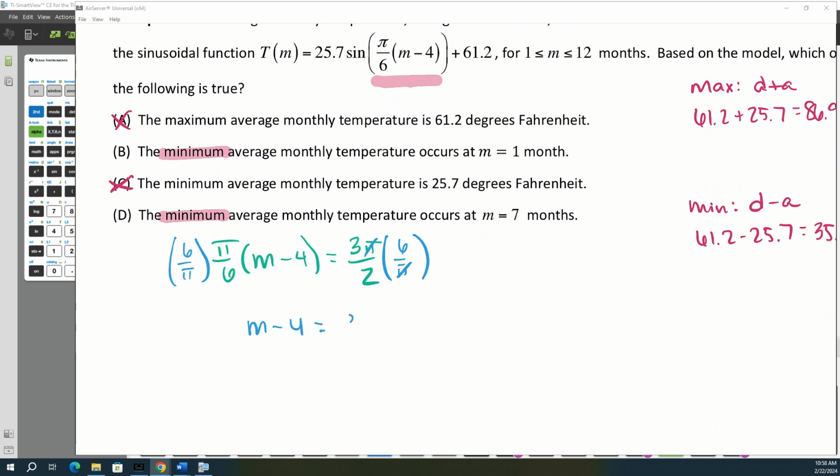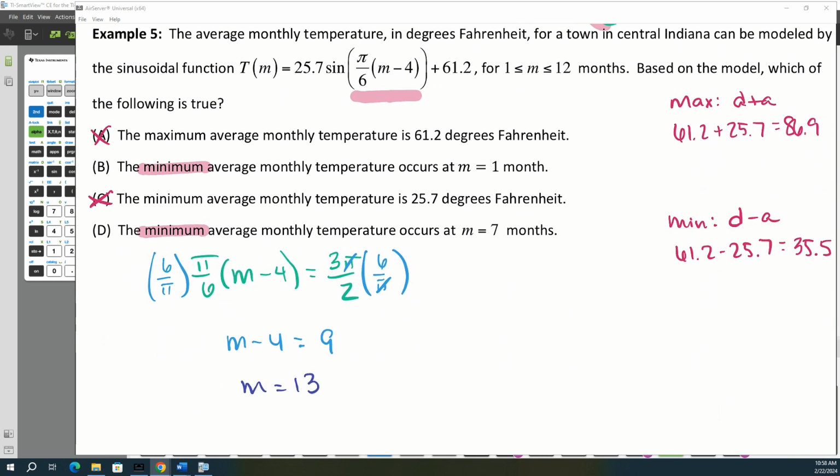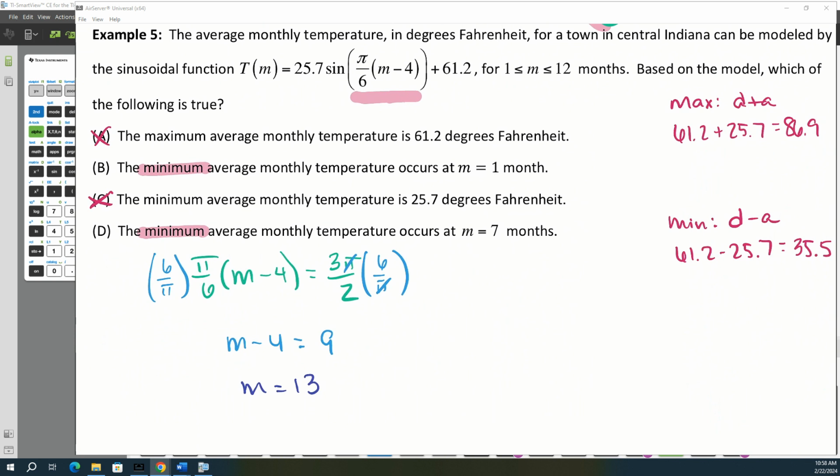So it's 18 over 2, or 9. All right, and so m is 13. Well, that's a little bit of an issue, because if I had read this problem, you would see that this gives the average monthly temperature for m's between 1 and 12. Well, 13 is not in between 1 and 12. There's not 13 months. So our choices are 1 month and 7 months.